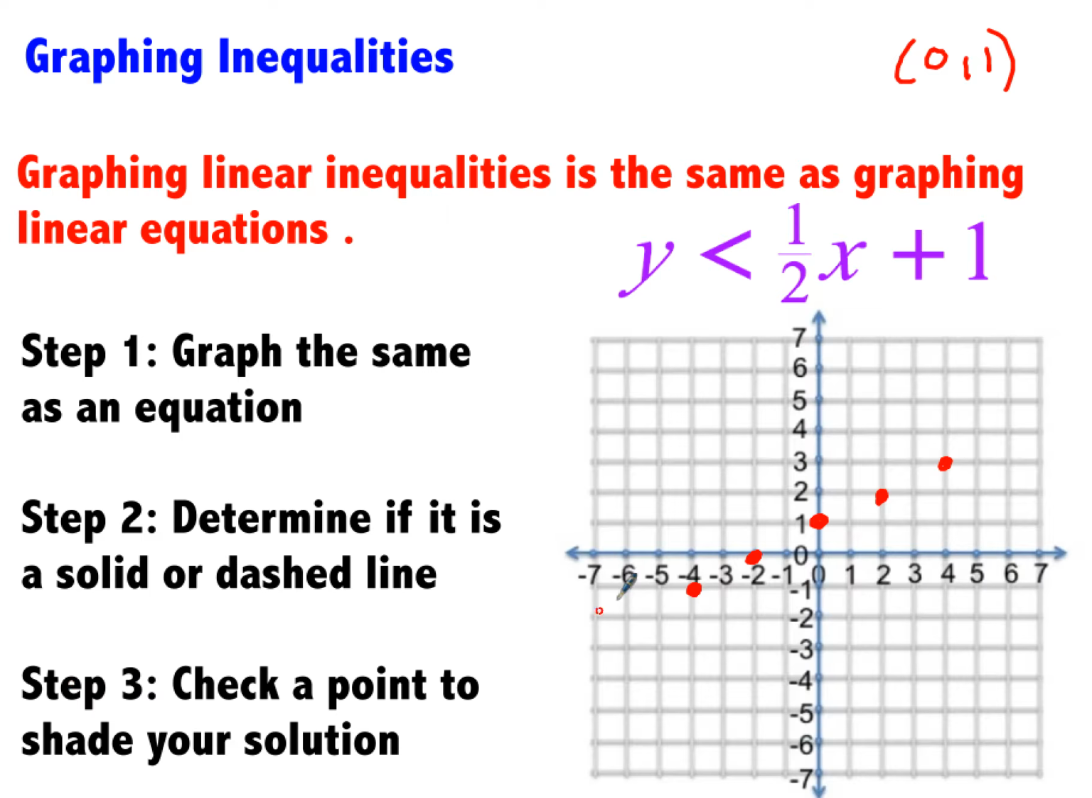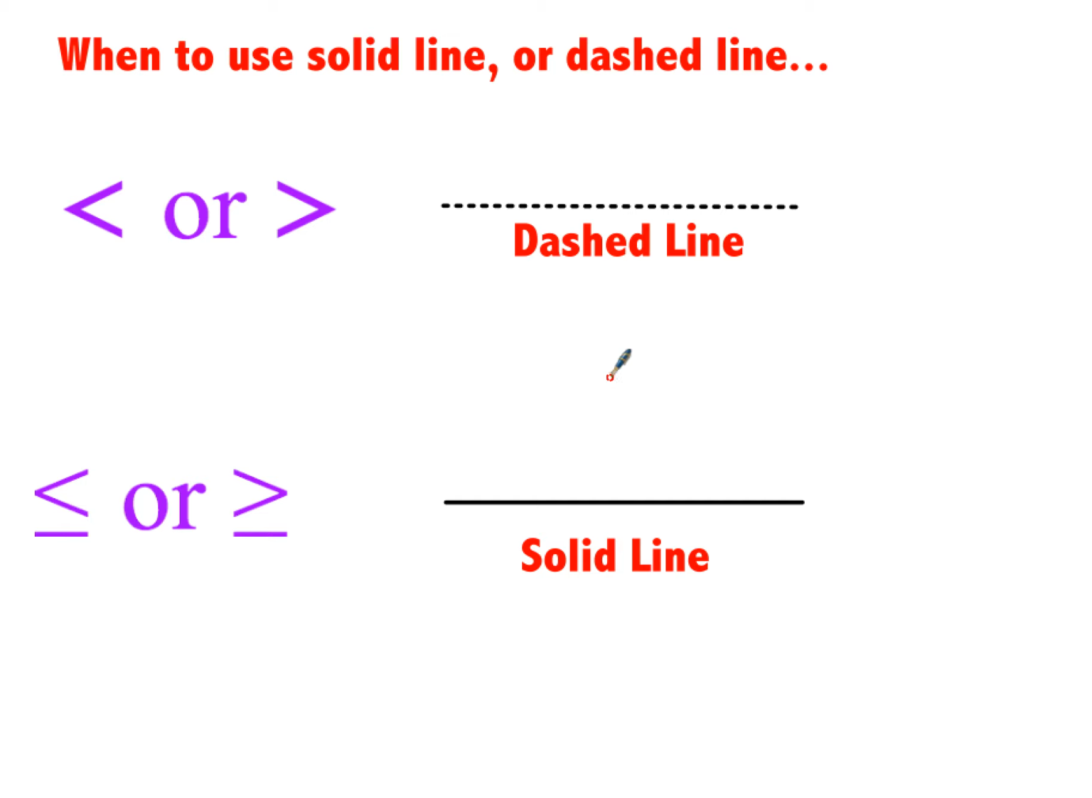Because now I need to move over to step 2, determining whether, when I make my line, I'm going to use a solid or a dashed line. That's where this symbol comes into play. Let's go to the next slide real quick. When we use a solid or dashed line, here's what we know. If we do not have the or equal to symbol, we use a dashed line. So if it's just less than or greater than, we make our line with a dashed line. If we have the or equal to symbol underneath, that's when we use a solid line.